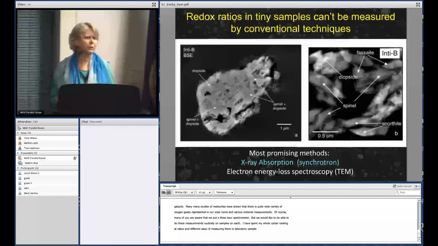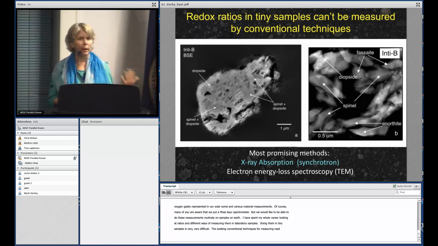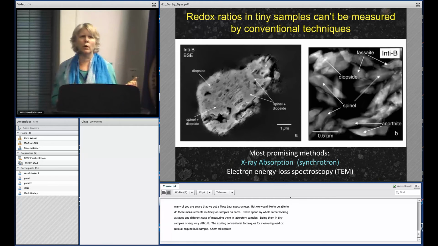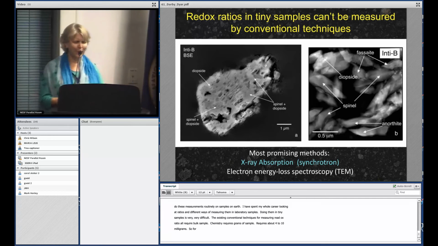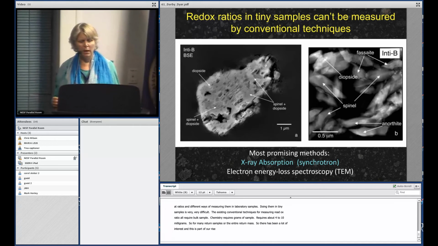The existing conventional techniques for measuring redox ratios all require bulk sample. Wet chemistry, of course, requires grams of sample. Even Mossbauer spectroscopy in the state-of-the-art applications requires about 4 to 10 milligrams. So, of course, for many return samples from missions, we don't have 4 milligrams, or if we do, that's the entire return mass. So there has been a lot of interest, and this is part of our RISE Institute, in looking at methods for microanalyzing redox ratios.